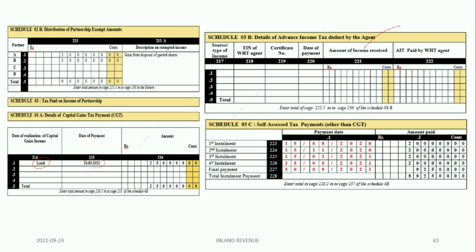Schedule 3C, details of self-assessment payment. You can see here, according to the due dates, the partnership paid self-assessment payments of 200, 200, 200, 200, altogether 800,000, and prior to 30th September, on the 30th September they made the balance payment 92,500. Altogether the partnership payment 892,500 should be included in schedule 3C.